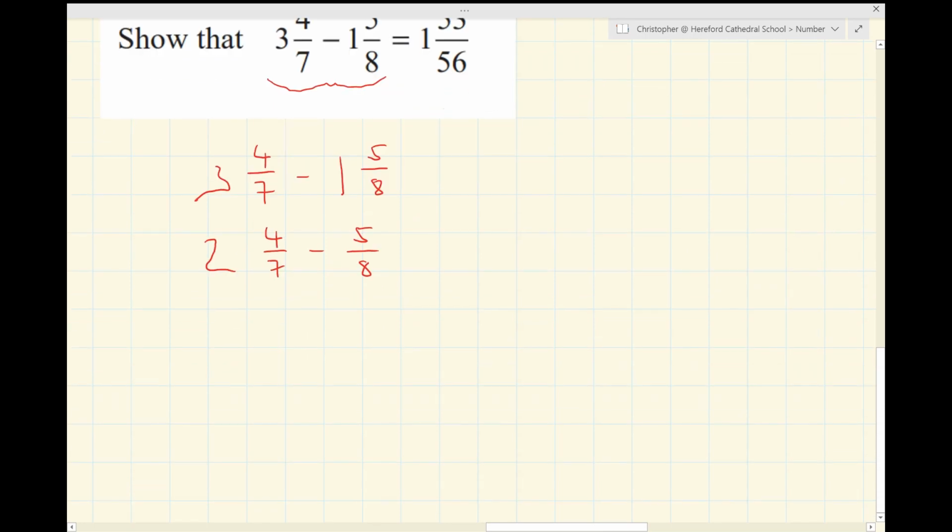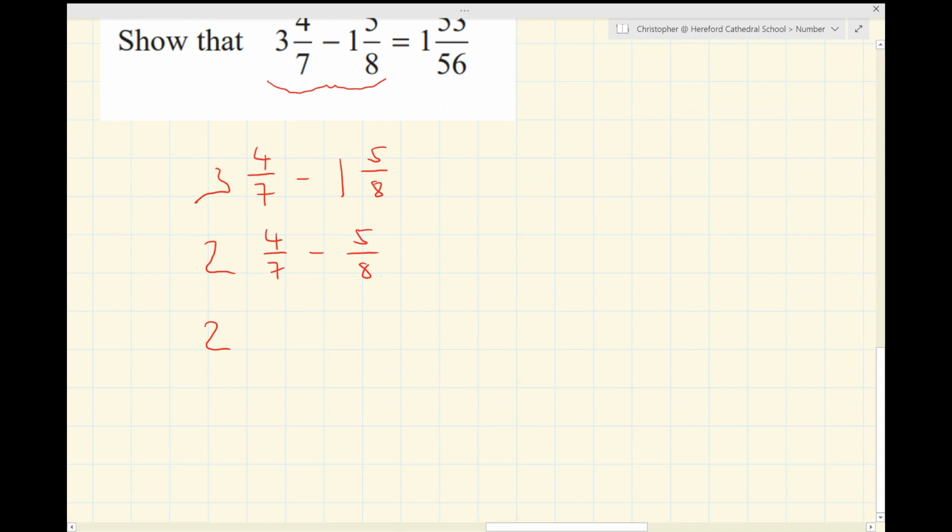What can you turn those 7s and 8s into? Well, if you don't know, you can do 7 times 8 on your calculator, and you'll get 56. Change them both into 56. The 7 on the bottom of the first fraction has been multiplied by 8, so I must do the same to the top. 4 times 8 is 32. The 8 on the bottom of the second fraction has been multiplied by 7, so I'll do the same to the top. 5 times 7 is 35. So I've got 2 wholes, and I've got 32/56 minus 35/56. Well, 32 minus 35 is minus 3/56.